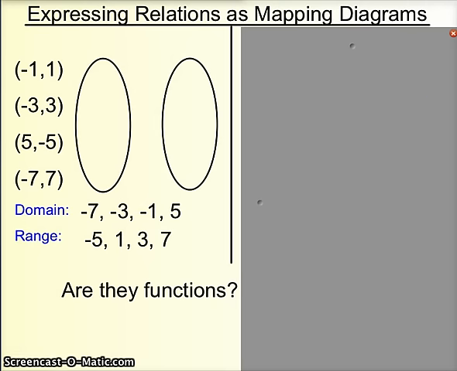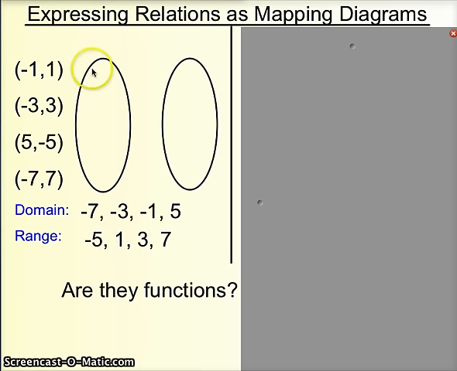You can also use mapping diagrams. So here, if it asked you what is the domain, you can list it in order from least to greatest. So my domain is all my x values, so -1, -3, 5, and -7. But you list them in order from least to greatest. My range is my y values, so 1, 3, -5, and 7. Same thing, I list them in order from least to greatest.